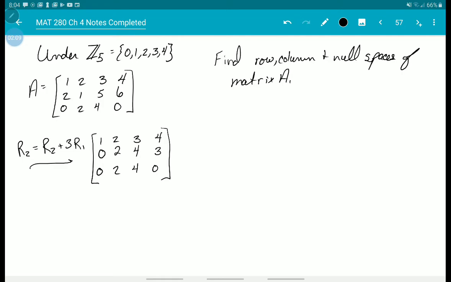So now we really want a 1 right here. And we can't multiply by 1/2. 1/2 does not live in this world. So let's take row 2 and replace it with 3 times row 2. Because 3 times 2 is 6, and 6 under mod 5 is 1. And having that 1 in that key spot will make the next step easier. So 3 times 2 is 1, 3 times 4 is 12, 3 times 3 is 4.